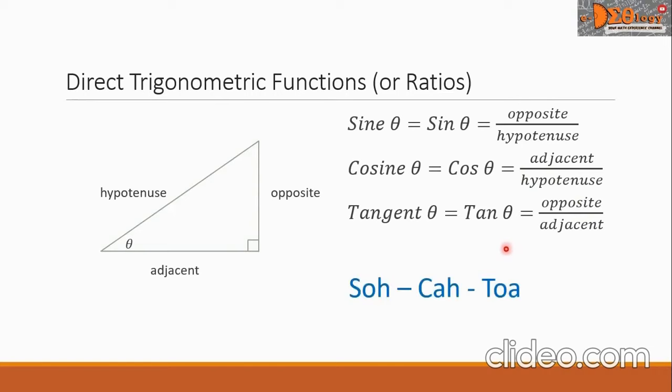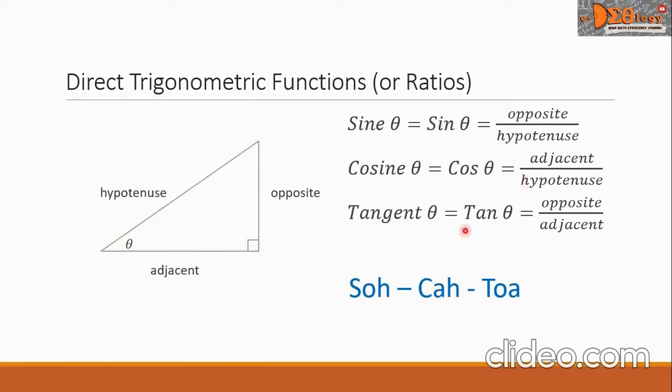There is a popular mnemonic to help us remember quickly the three functions here. This is the SOH, CAH, TOA. The SOH is for the sine. The S here is the first letter of sine, the O is for the opposite, and the H is the hypotenuse. The CAH is for the cosine, with that first letter C to denote cosine. The A is adjacent, and H is the hypotenuse.